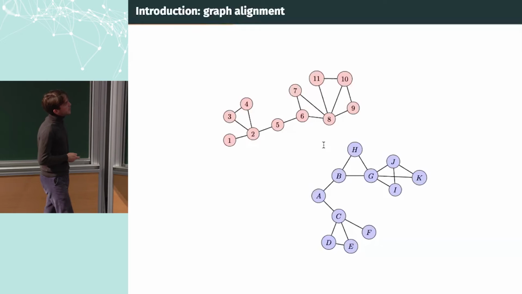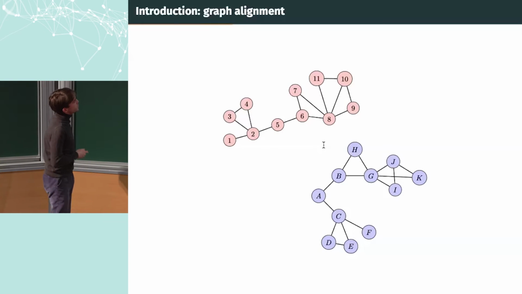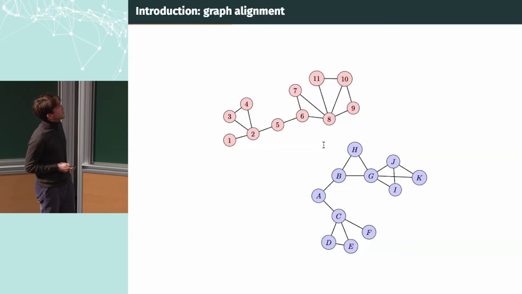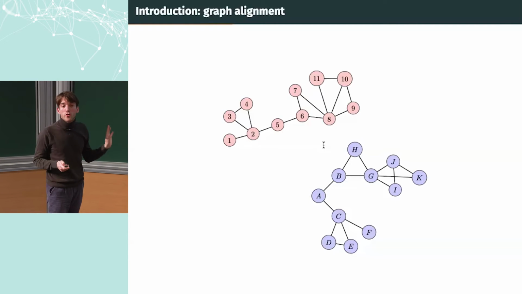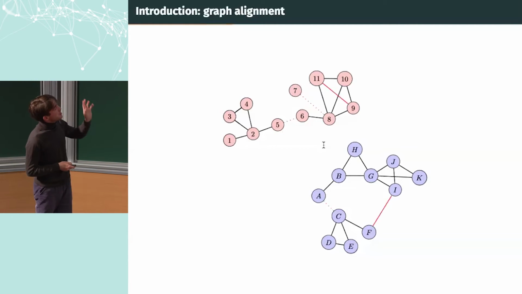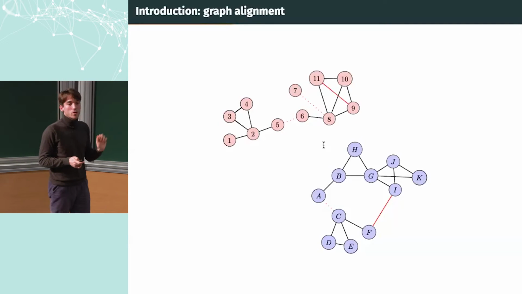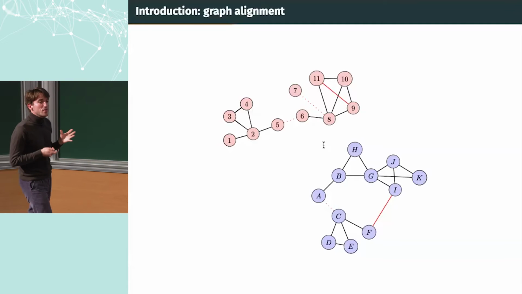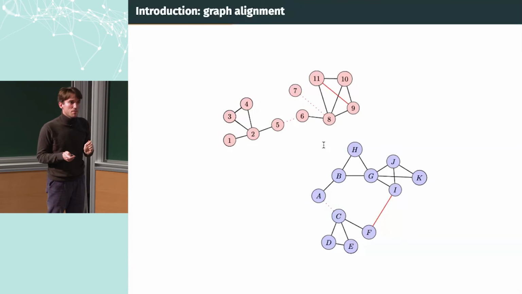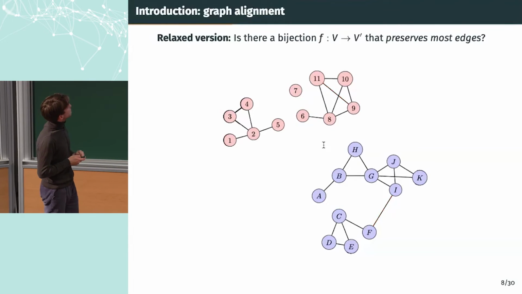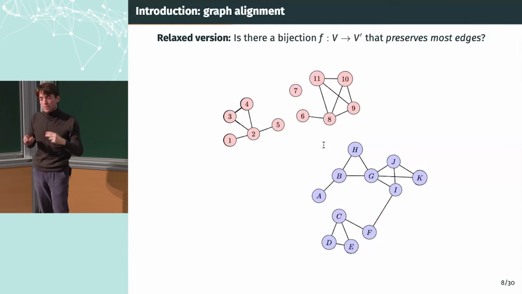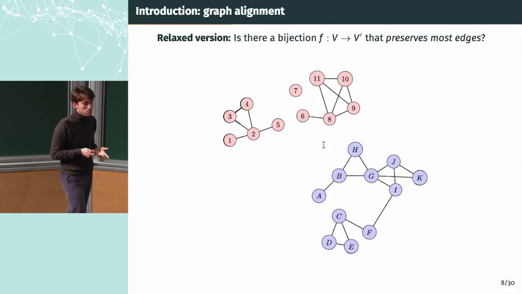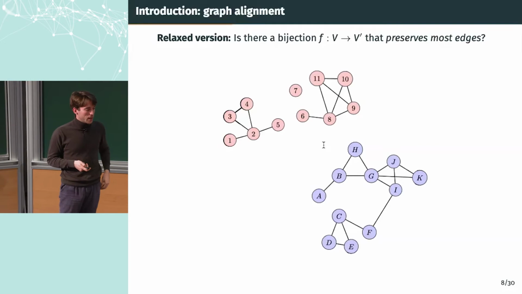In our setting, we ask a slightly different question, but not that different, as you'll see, because we may consider cases where the graphs are no longer isomorphic. Maybe they are quasi-isomorphic: you see I deleted some edges and added a few. We are asking more or less the same question: is there a bijection that maybe does not preserve all edges, but most edges? That's the question we're looking at.